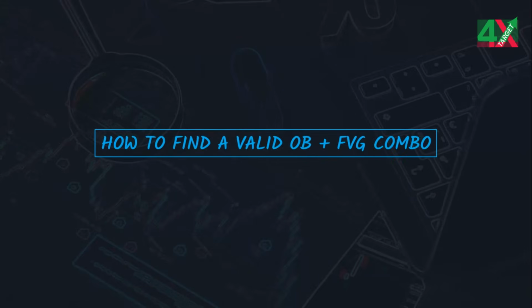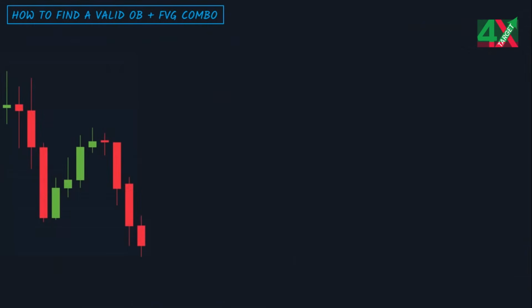Not every order block or fair value gap carries the same weight. To filter out weak signals and focus only on high-probability opportunities, we need to follow a clear set of rules. The first condition is a liquidity sweep. Before price can reverse or continue with strength, it usually grabs liquidity by running equal highs, equal lows, or a key swing point. This sweep clears the market of weak hands and provides smart money with the fuel needed to drive price in their intended direction.